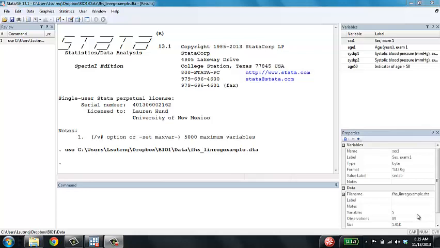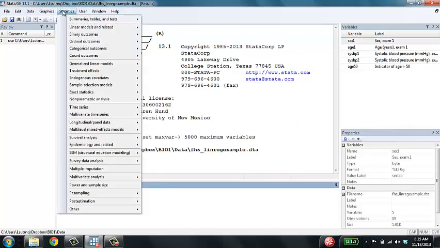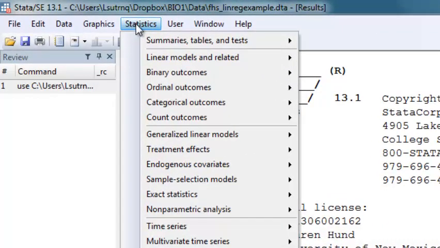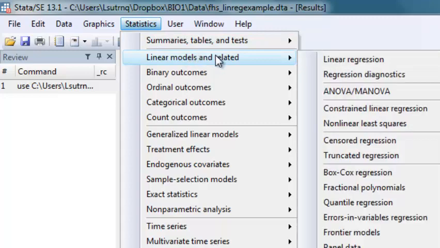We're going to fit a linear regression model in Stata using the Framingham example of regressing systolic blood pressure at exam 2 on the predictor, systolic blood pressure at baseline at exam 1. To fit a regression model in Stata, you're going to go to Statistics, Linear Models and Related, and then choose Linear Regression.